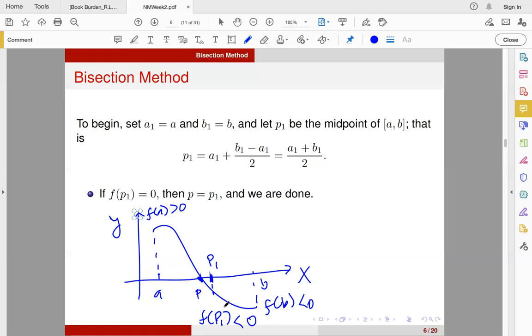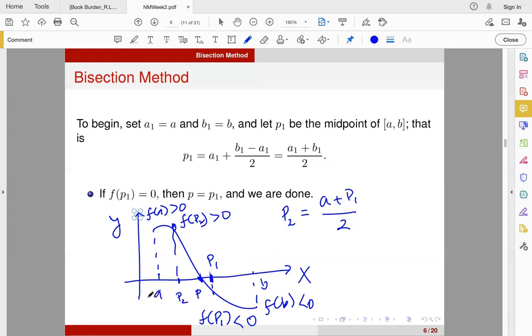After you have FP1 negative, FA positive, so it satisfies again the opposite sign, right? Then you do the steps again to find the second point, P2. P2 is A plus P1 divided by 2. Then let's say P2 lies in here. And then you check again, what is the sign of FP2? Obviously it's positive, right, in this case.